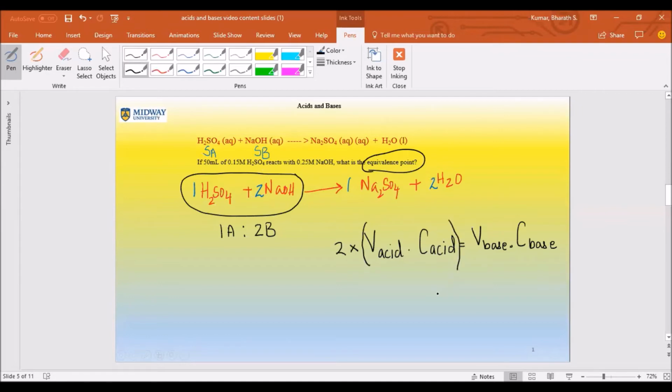Does that make sense? If your base is 2, what you're trying to do is compensate for what it's not, all right? So if the base contains the 2, you multiply the acid times by 2. You first make this adjustment before you even proceed to solve the number.